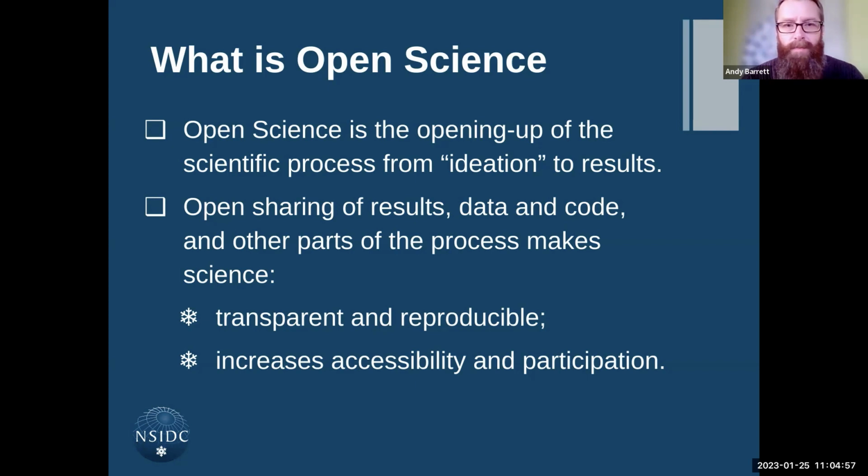And we can start to open up all other parts of the process. There are examples where people have openly shared the creation of a proposal that they've then submitted to a funding agency, and you get to see all the gory details of the science being done and can access that and interact. So there's a whole range of how we can do open science. But the key part is, the idea behind this is to make science transparent and reproducible. Hopefully that produces trust from policymakers and the general public, and also increases accessibility and participation in science.